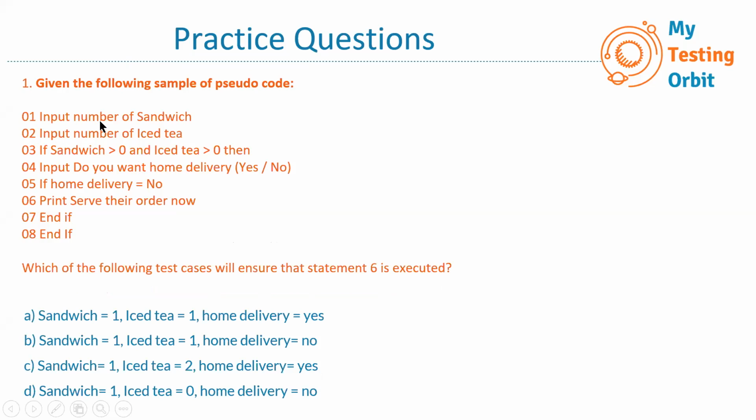So it says input number of sandwich, input number of iced tea. If sandwich is greater than 0 and iced tea is greater than 0, then input, do you want home delivery, yes or no? If home delivery is no, print serve their order now, and end if, and end if. So we have one end if for this if, and we have one end if for this one, right? So which of the following test cases will ensure that statement 6 is executed? This is the statement 6. So can you please try to do this, and then let's see which answer you come up with.